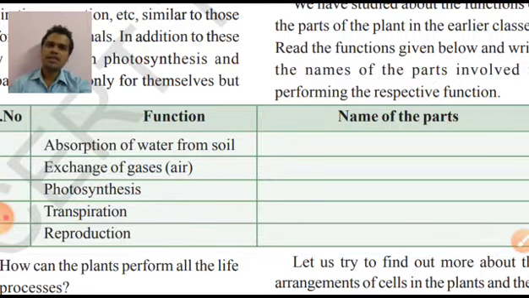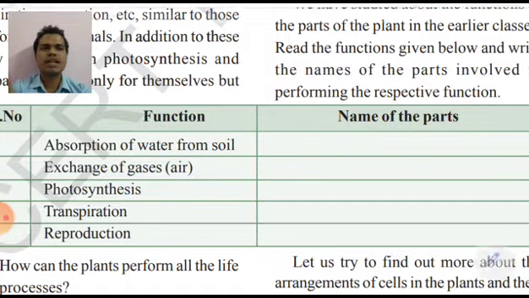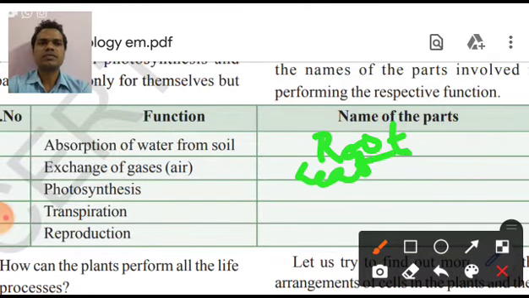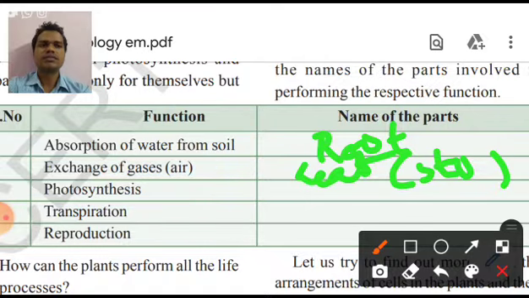So here he has given the function. What is the meaning of function? Function is nothing but the work that is done by a particular part of a plant. Now, absorption of water from the soil. Which part of the plant will absorb water from the soil? I hope everyone will write it easily. That is nothing but root. Root will absorb the water. Now exchange of gases: leaf, or otherwise, in brackets, stomata. Okay.